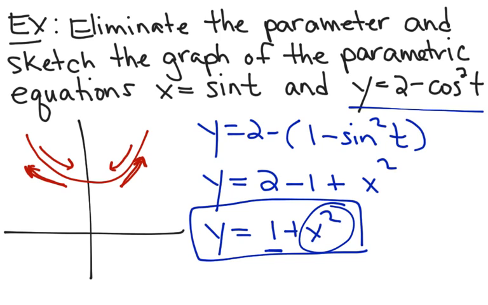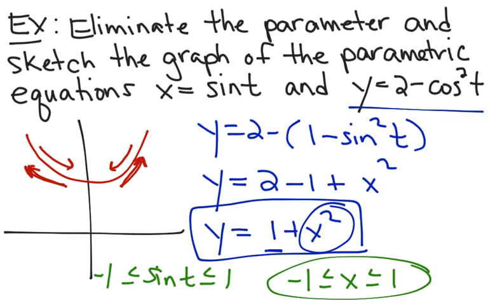The other thing that I want to look at with this particular problem is what its domain is. Well, we know that since we changed everything to sine, sine has a particular interval. It fluctuates between 1 and negative 1. And since we said that sine is the same as x, that means that our x values can only fluctuate between 1 and negative 1.